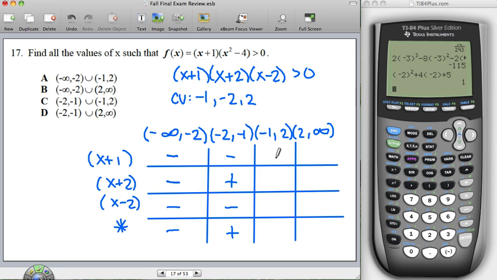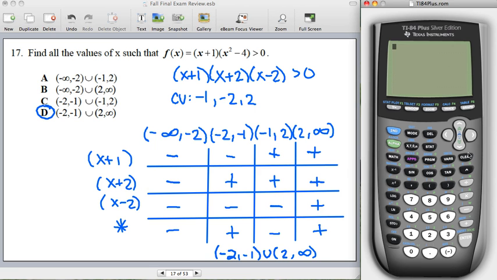Negative 1 to 2, I'm going to say 0. So that's positive, positive, negative. So that's going to be negative. 2 to infinity, let's say 3. All of those are going to be positive. So we were looking for where it was greater than 0. So that was the interval from negative 2 to negative 1, union with 2 to infinity. So my correct solution for 17 is going to be D.